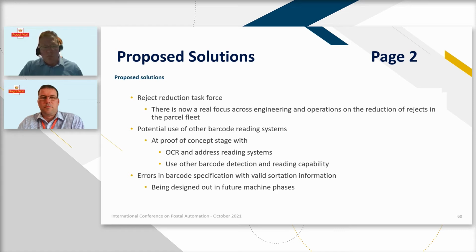We're also trying to look at the potential use of other barcode reading systems. We have a third-party provider for our OCR solution, and they've got the capability, or hopefully the capability, to detect some of the barcodes that we're unable to read, so we can then find that region of interest and then focus the barcode read. And some of the errors in the barcode specification where the customer's not quite completed the payload correctly, but valuable sortation information and tracking information is contained. We're now looking at a technical solution to still extract that data, so we can still provide sortation and tracking.